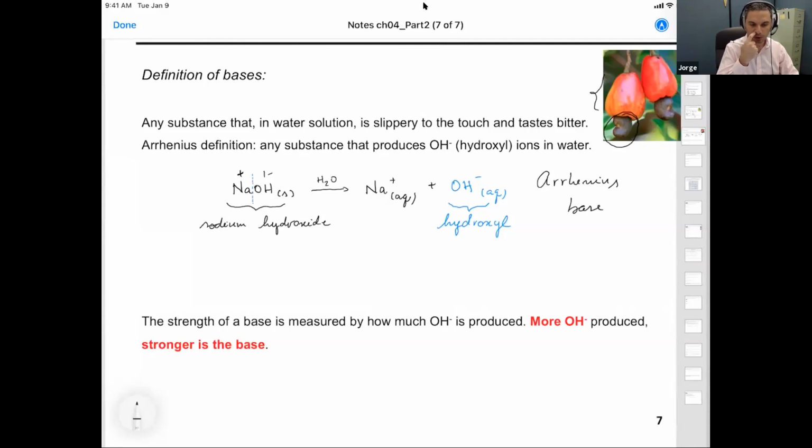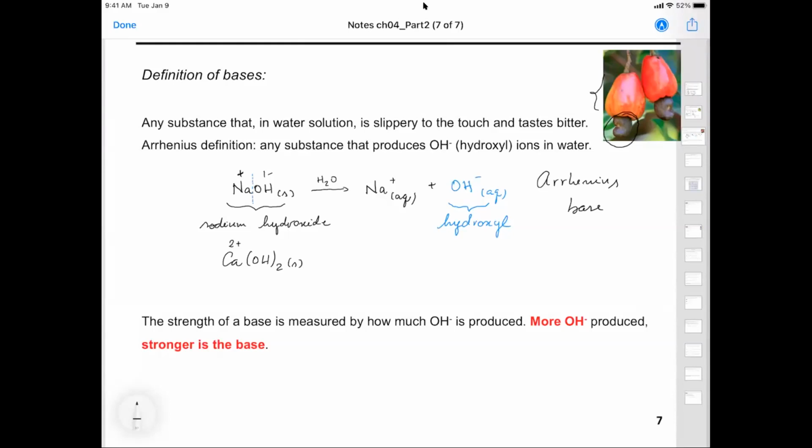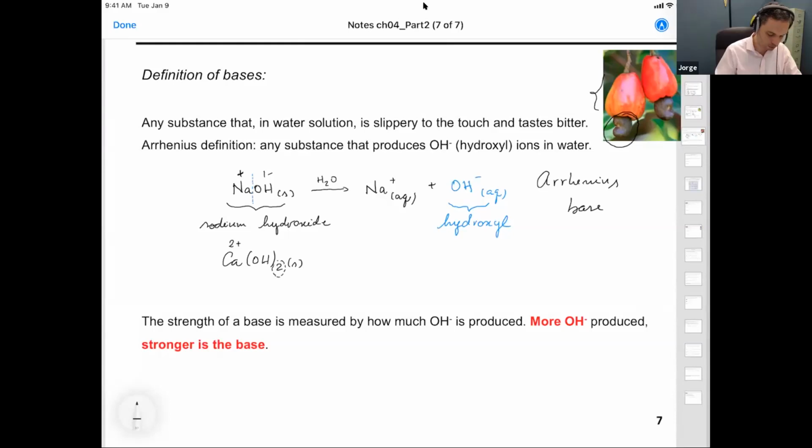Let me show you a second example when we have charges that are different from 1 plus. So let's start with calcium hydroxide. Remember that calcium is from group 2, therefore has a 2 plus charge, and that's the reason that we have two OH groups in this compound. The name for this one is calcium hydroxide.